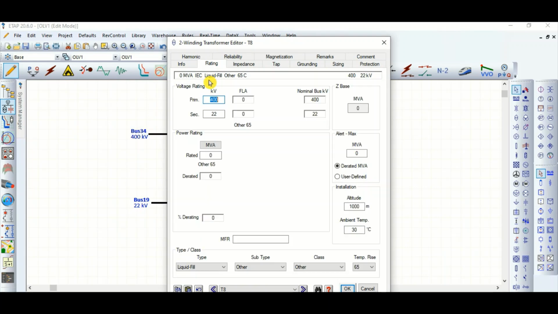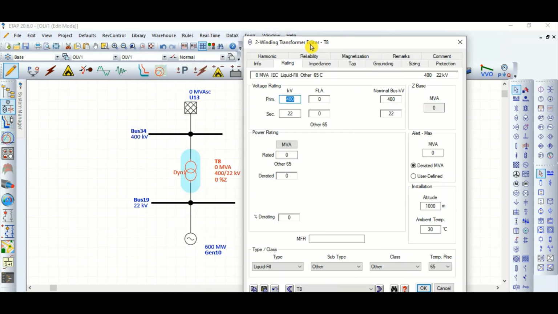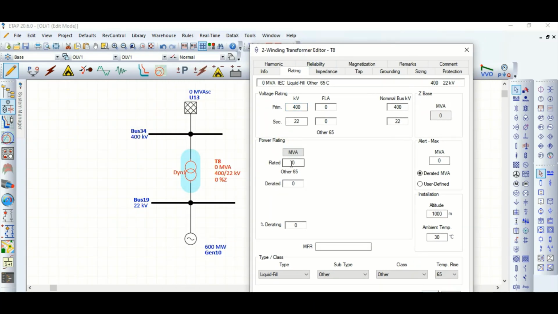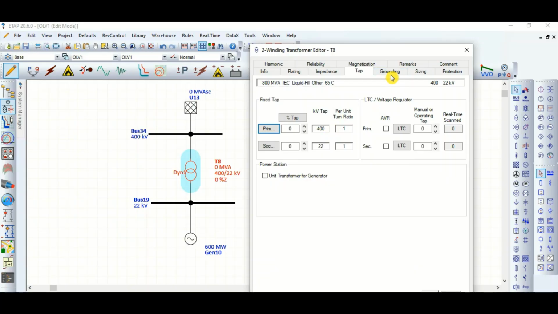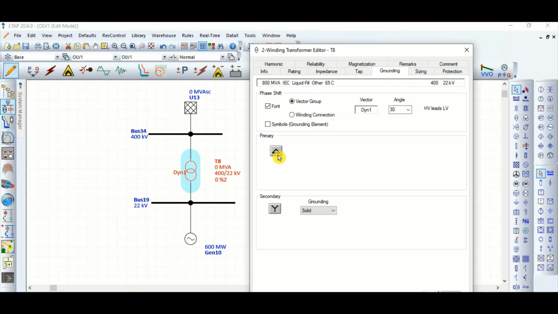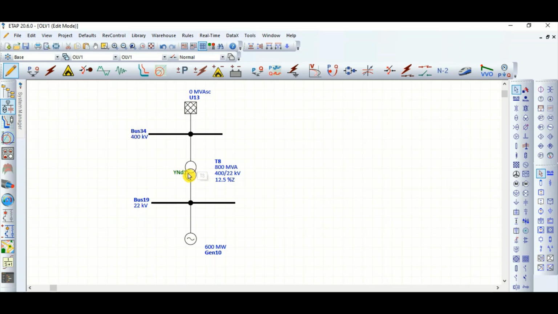This transformer rating, this is a 600 megawatt plant. Let's say this is an 800 MVA transformer. Let's consider typical Z value and X by R. Principal tap or the nominal tap, grounding, grid side star grounded, generator side delta. Okay, done.